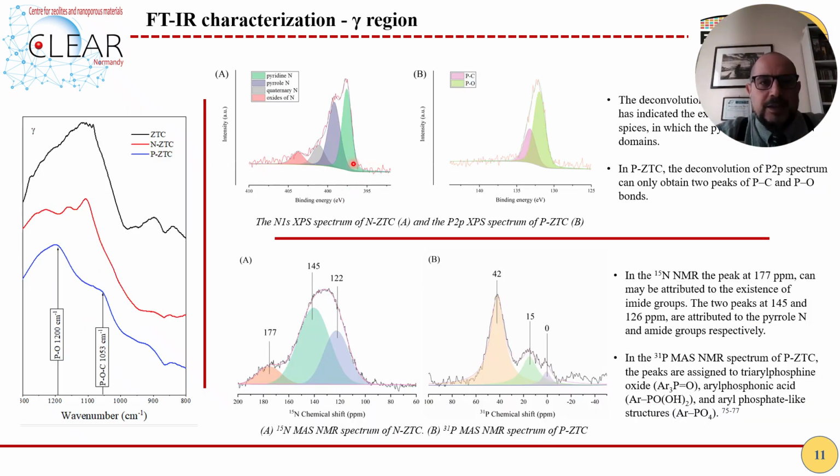In fact, the N1s XPS confirmed the presence of pyridine, pyrrole, and amide-type nitrogen, while in the case of the phosphorus-doped sample, we can see two different types of species attributed to the phosphorus-carbon and phosphorus-oxygen bands. The solid-state NMR provides further evidence, including peaks for imide, amide, and phosphoric groups that support our FTIR assignment.